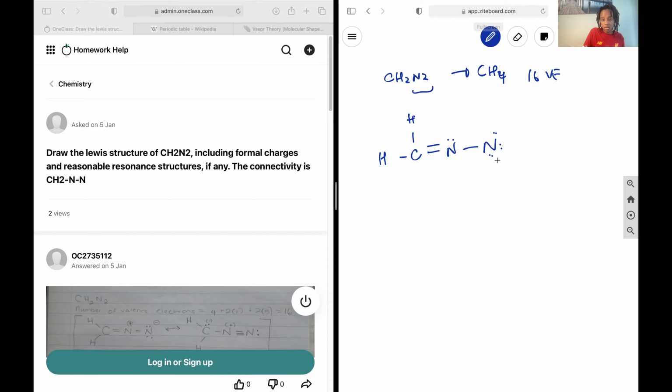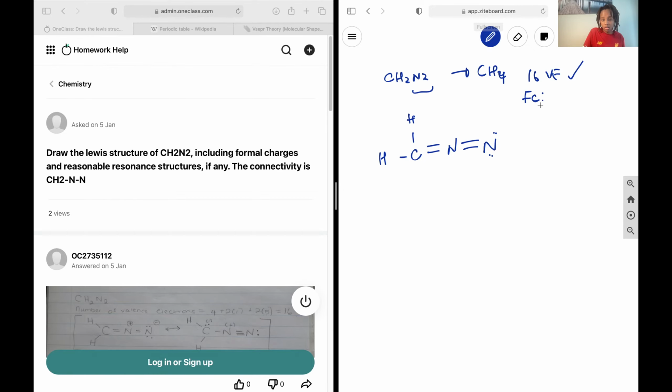And so let's have another double bond here, because again, we had too many electrons. And that will leave us with this structure. We have 2, 4, 6, 8, 10, 12, 14, 16. Our valence electrons are all taken care of.